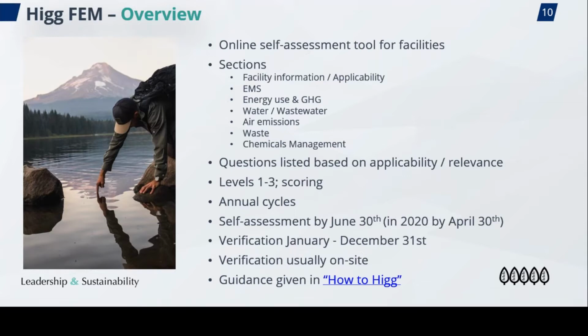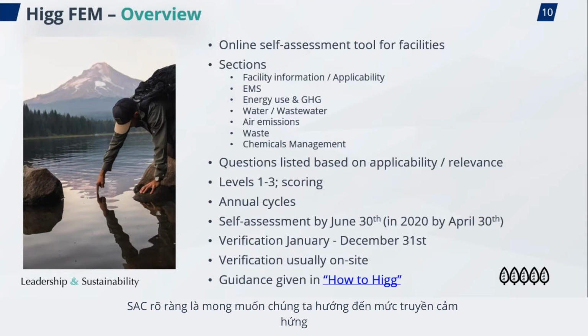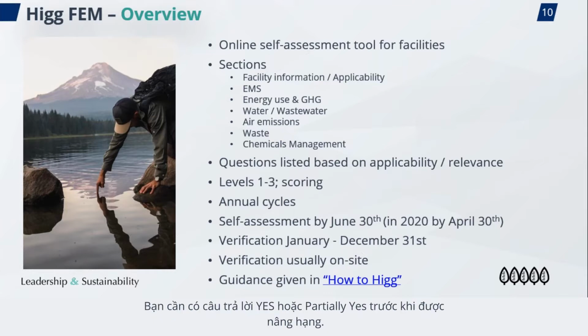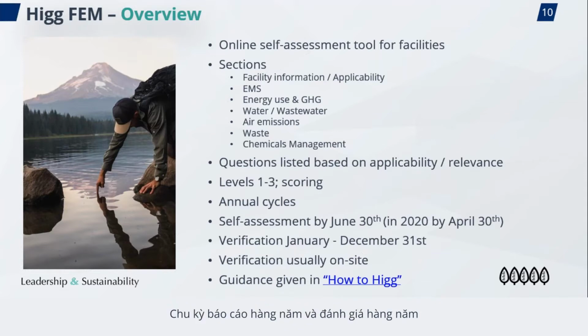And SAC wants us to drive towards aspirational levels, moving up levels when answered yes or partially yes. Which means that in every section which is scored, you need to reach level 1 before you can move on to level 2 and 3. So at level 1, you need to have a yes to all questions or a partial yes. If you have just one no at level 1, you will not be able to move on to level 2 and 3.